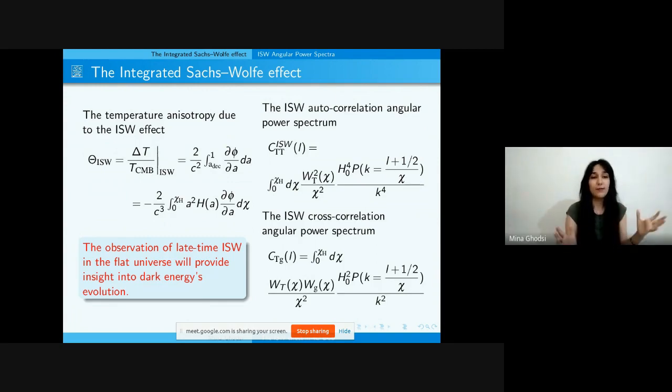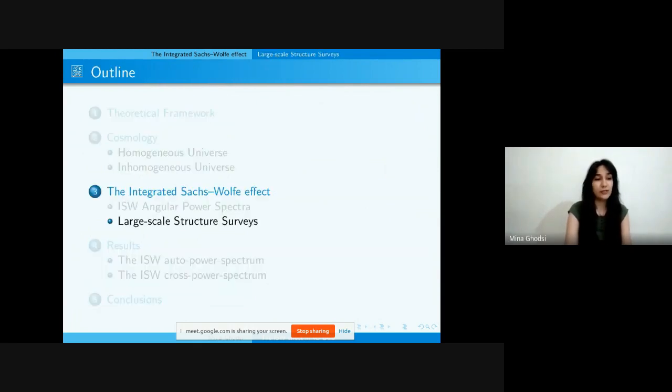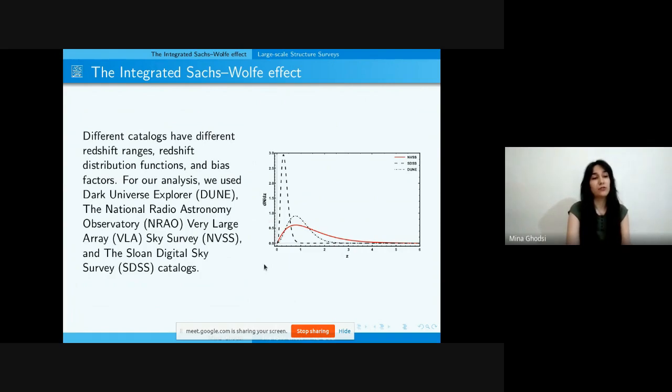Okay, so the ISW is very important, because the observation of late time ISW in the flat universe will provide insight into the dark energy's evolution. Moreover, here we have a window function for galaxies, so we need information from the growth of structure. In this paper, we used the bias factor and redshift distribution function of three different surveys. Here you can see the redshift distribution as a function of redshift for the NVSS, SDSS, and Euclid catalogs.